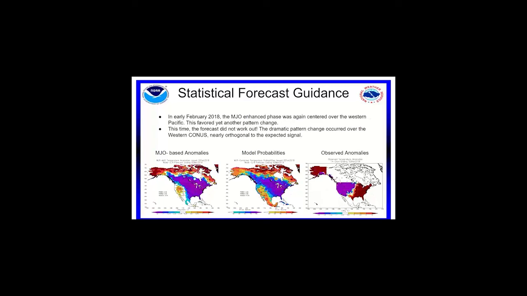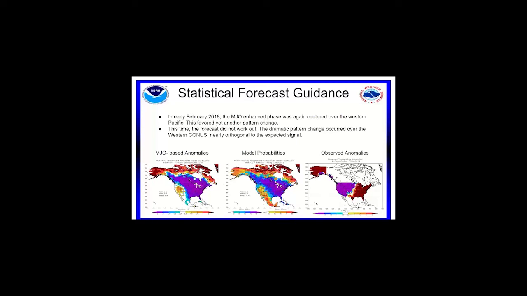All right, so like I showed, the MJO was gangbusters this winter. So it's back over the Western Pacific, and we're getting excited. The cold air is coming. It's coming again. Get ready. But this time, it didn't work. This time, the dramatic pattern change occurred over the Western CONUS, and so it's nearly orthogonal to the expected signal.